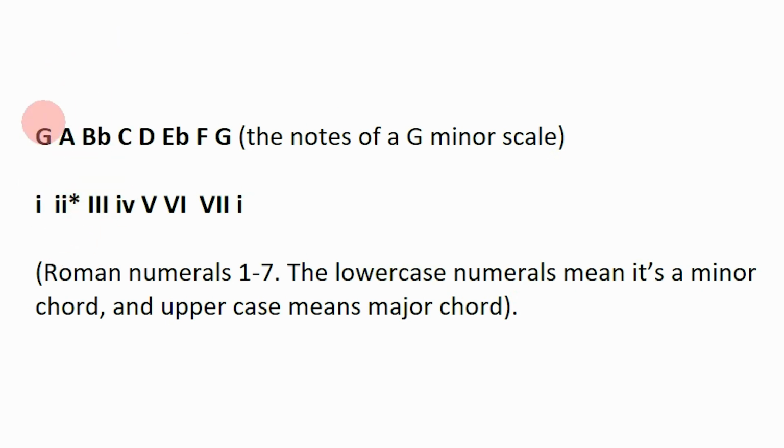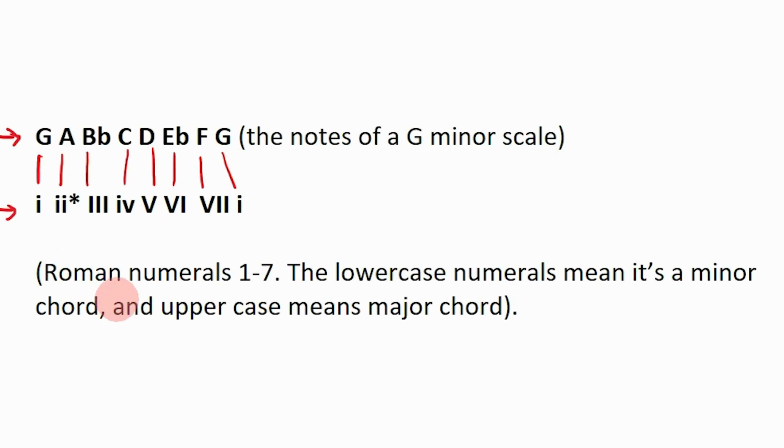So what I have on the top line are all of the notes of a G minor scale: G, A, B flat, and so on. And then below it are the Roman numeral representations for each note of the scale. You'll notice it just goes in order, 1, 2, 3, 4, 5, 6, 7, 8, as per the notes of the scale. So pretty straightforward so far.